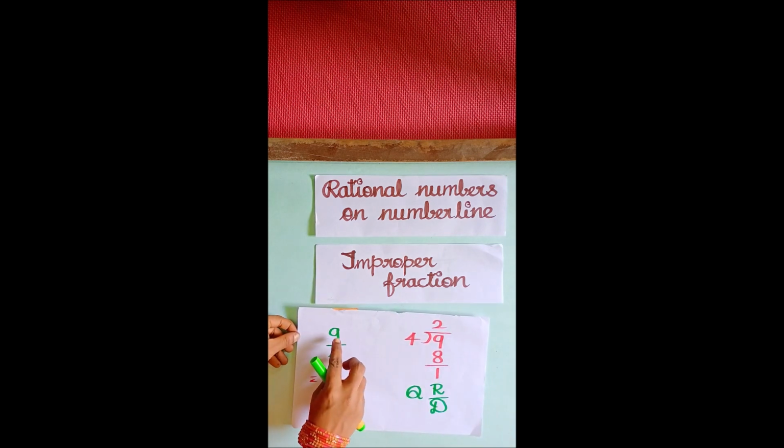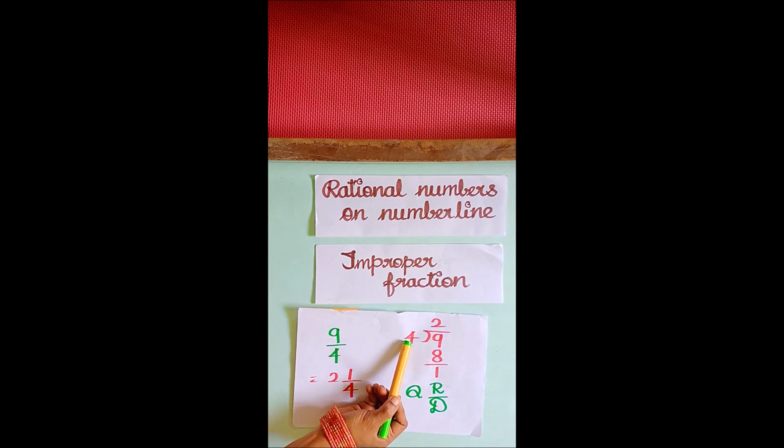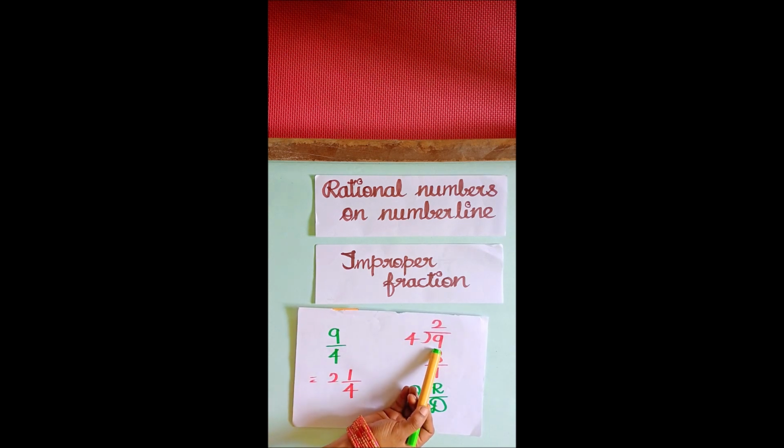So listen here. Our example 9 by 4 I have written here. How can we divide this one? Look here. 4 will be taken as the divisor, then the value is 9. Does 9 come in the 4 table? No, 8 only comes. 2 into 4 is 8. So the remainder is 1.